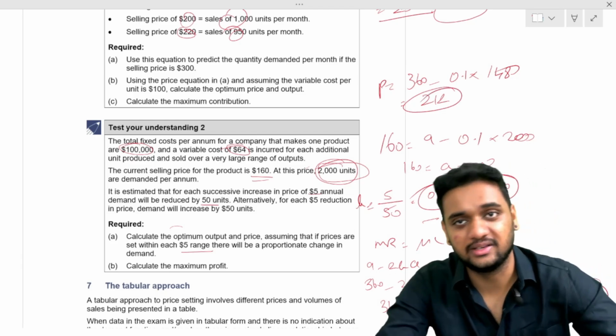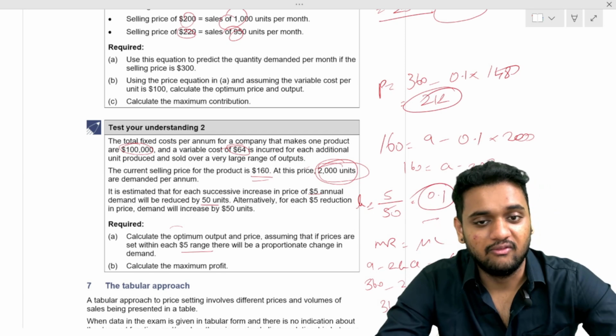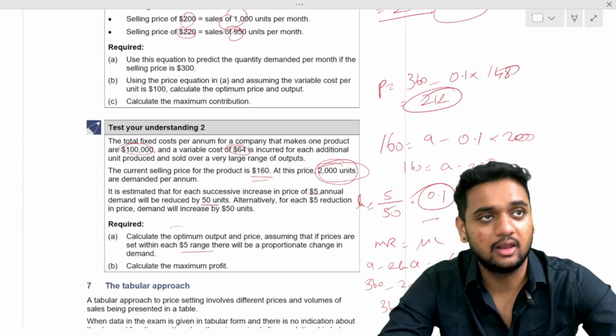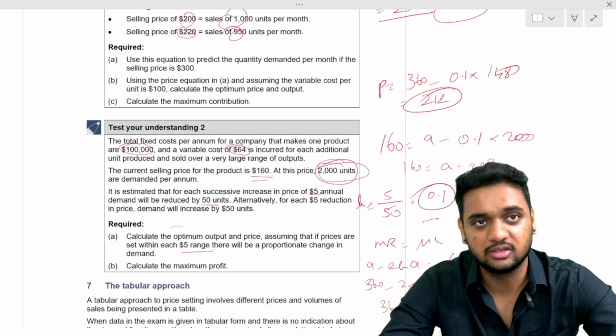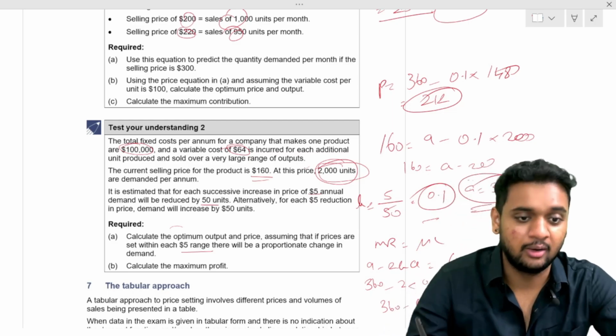So what does this equation mean? Explain the equation. When we keep the price at 212, we can sell 1480 units, and we can maximize the profit. Understood, all of you? This is what you have to write. And now the last part of what they are asking.